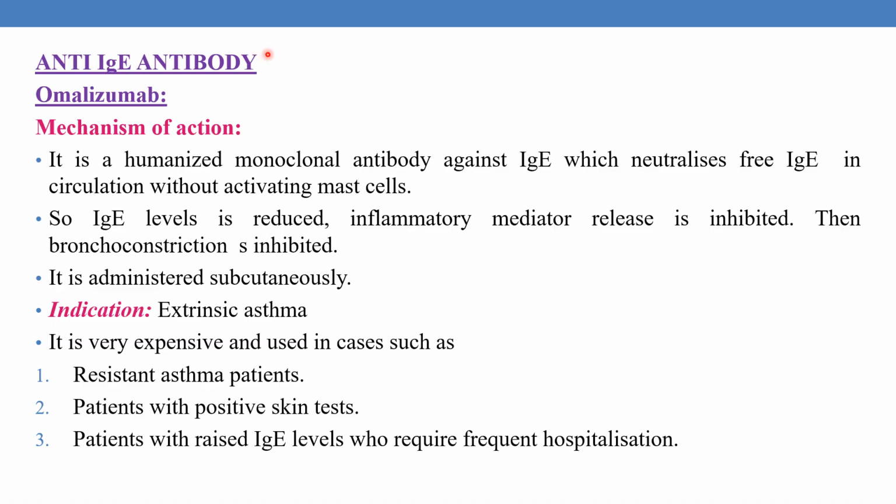Coming to the next class, anti-IgE antibody, which is omalizumab. It is a humanized monoclonal antibody against IgE which neutralizes free IgE in circulation without activating mast cells. So IgE levels are reduced. This leads to inhibition of inflammatory mediator release, and then bronchoconstriction is inhibited. It is administered subcutaneously. It is indicated mostly for severe asthma. It is very expensive and is used in cases such as resistant asthma, patients with positive skin test, and patients with raised IgE levels who require frequent hospitalizations.